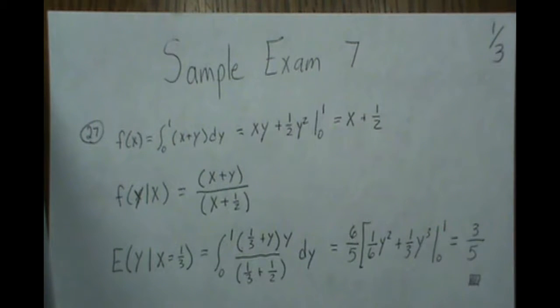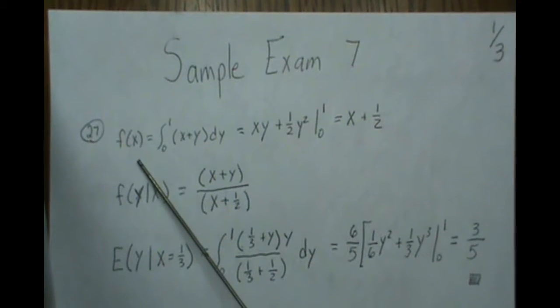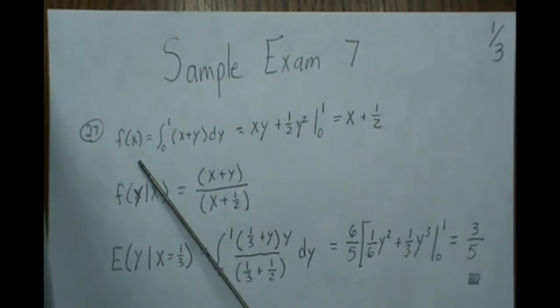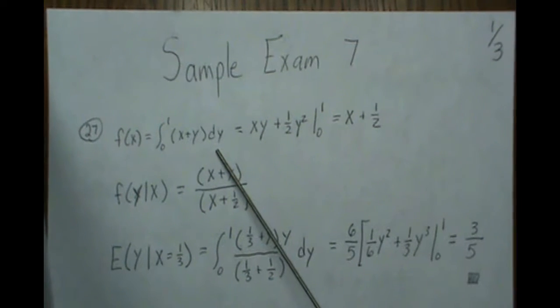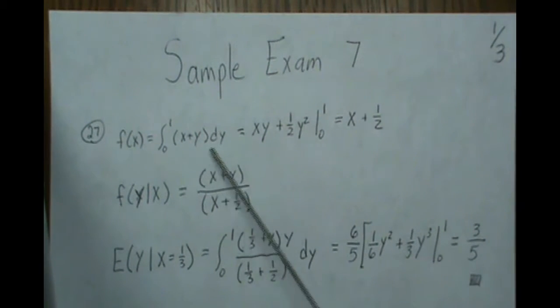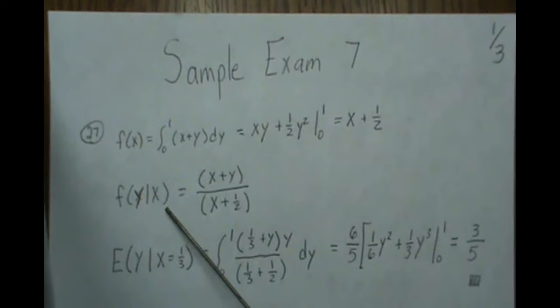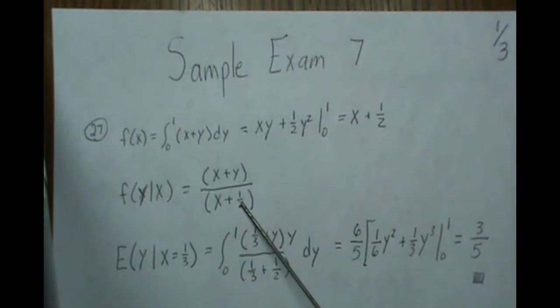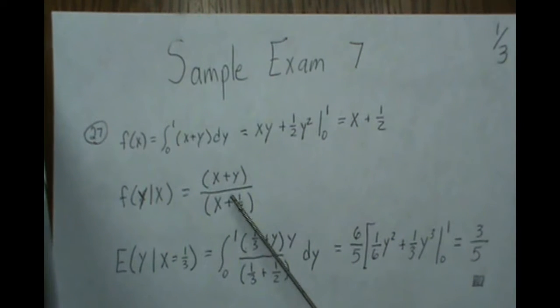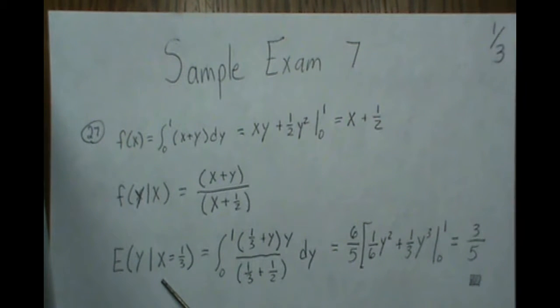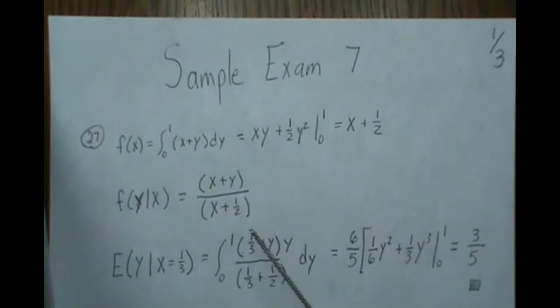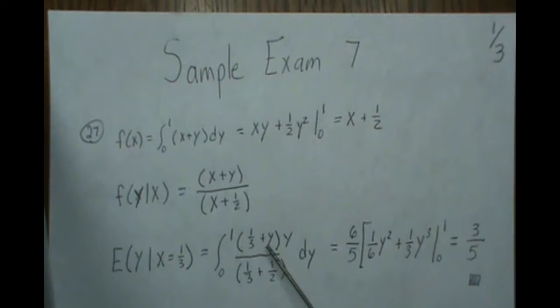Sample exam number 7, question number 27: we're asked to find the conditional mean of y given x equal to 1/3. First of all, we find the marginal f of x, and that's we integrate out y over the range of y of the joint density, and then that integrates to x plus a half. Then the conditional density is the joint density divided by the marginal density, which is this. So then to take the expected value, we take y times this conditional density, which is what this is.